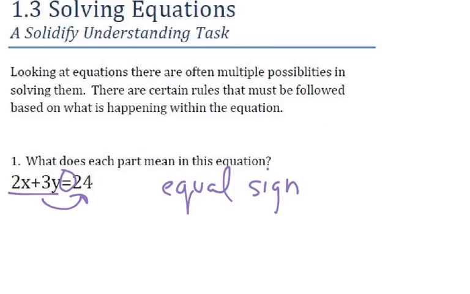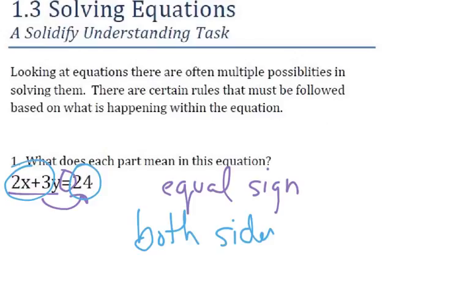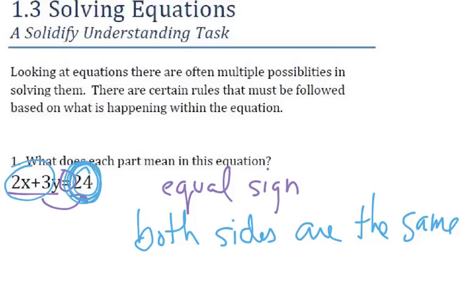What the equal sign means is that both of these sides, the 2x plus 3y and the 24, are the same. They're equal. Both sides are the same. Now, they don't look the same. They're kind of like fraternal twins. Okay, they don't look the same, but they are the same. Okay, and that's critical to understand when we're solving equations, because that changes things. Now, this 24 just isn't an arbitrary answer. 24 is part of what's going to help us understand what x and y are.